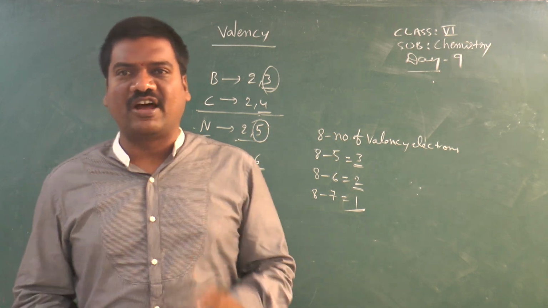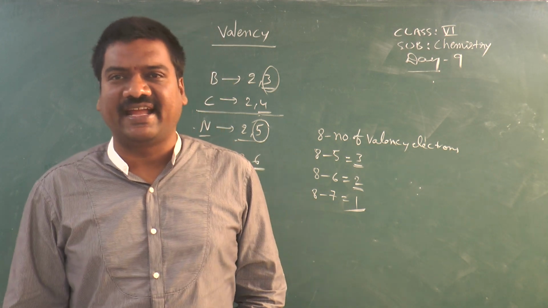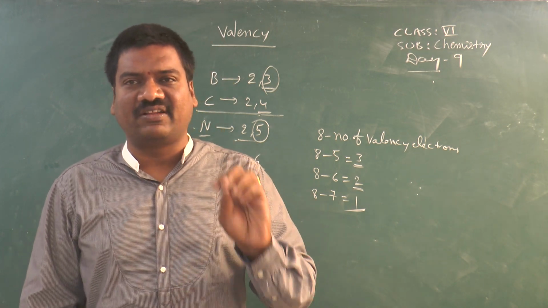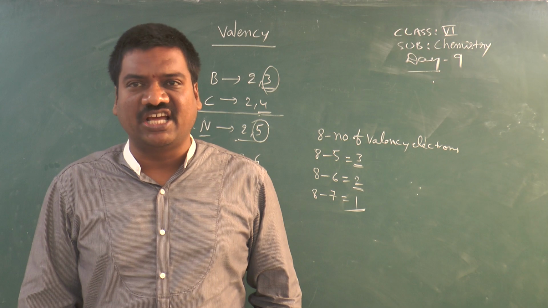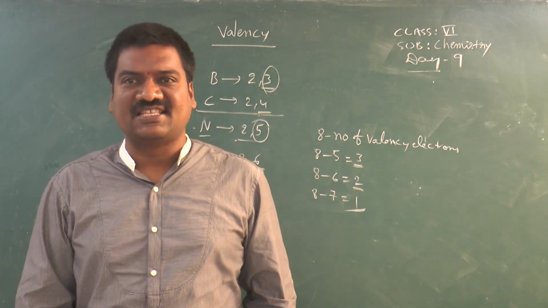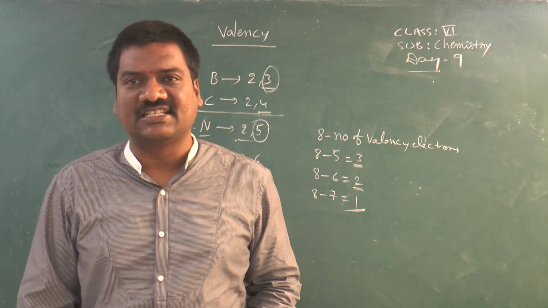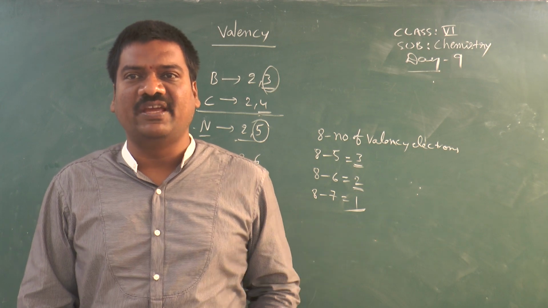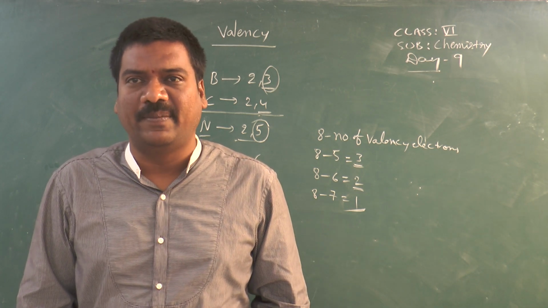Here 2 formulas are there. One is simple: for whatever element you take, if up to 4 electrons are present in the valency shell, you can directly take the number of valency electrons as the valency of that specific element.